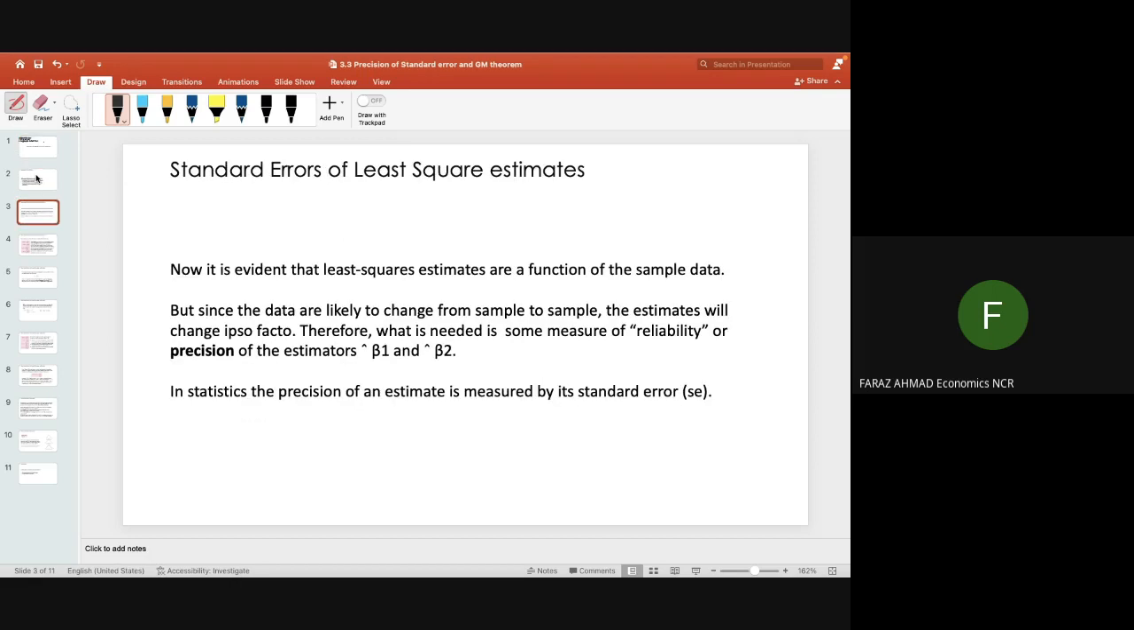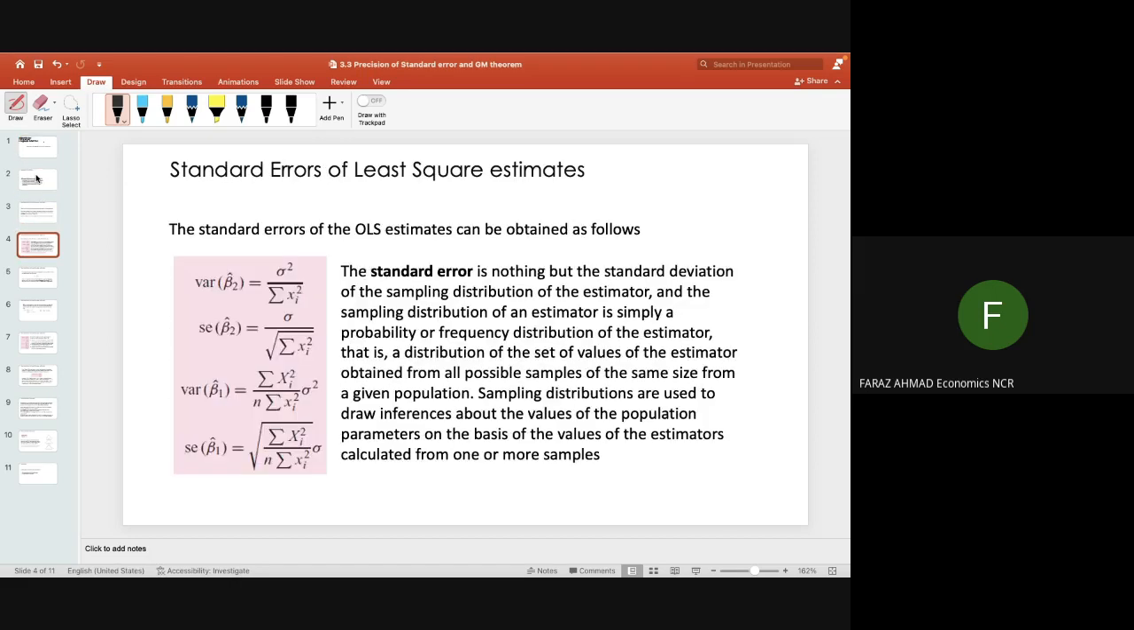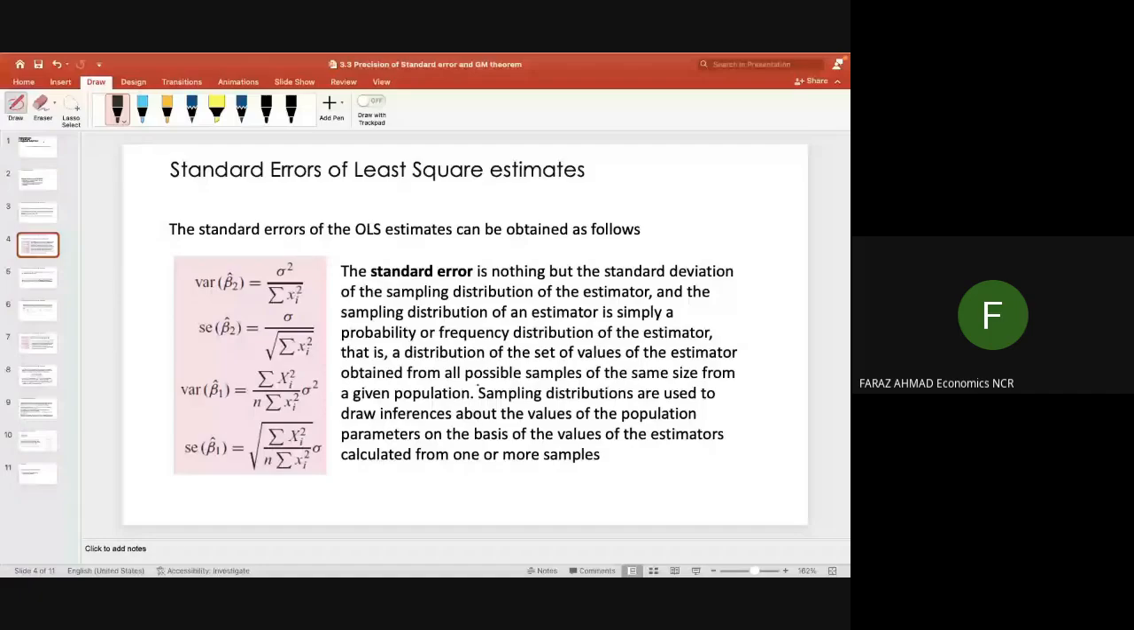So we started this yesterday and I explained that standard error, the concept of standard error, is nothing but the standard deviation of the sampling distribution of the estimator, right? And the sampling distribution is simply the probability or frequency distribution of the estimator, which means a distribution of the set of values of the estimator obtained from all possible samples of the same size from a given population.